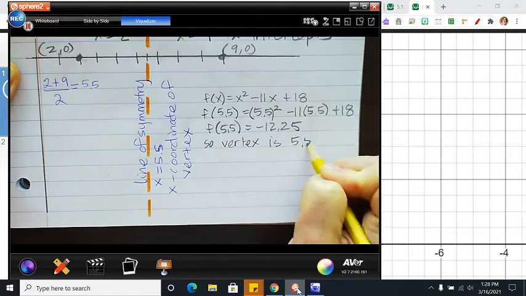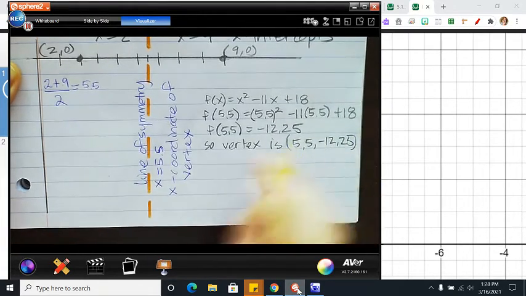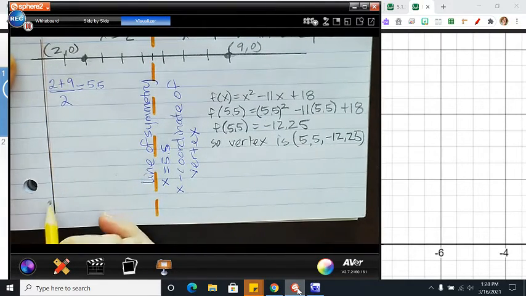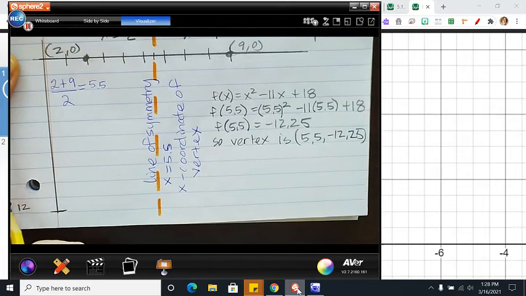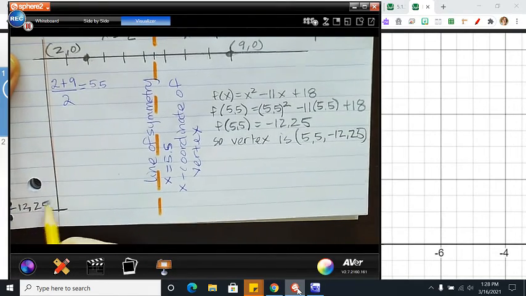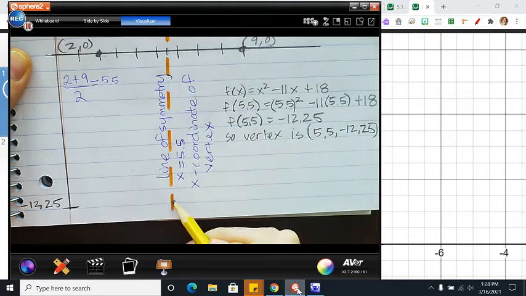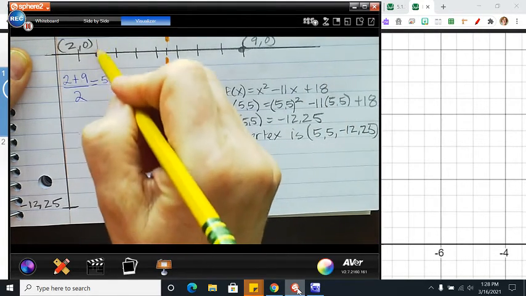So my vertex is 5.5, negative 12.25. And I didn't set this up to scale, so what I'm going to do is just come down here and put negative 12.25. And I know that that vertex is going to be on the line of symmetry, and I'm just going to put a point right there.